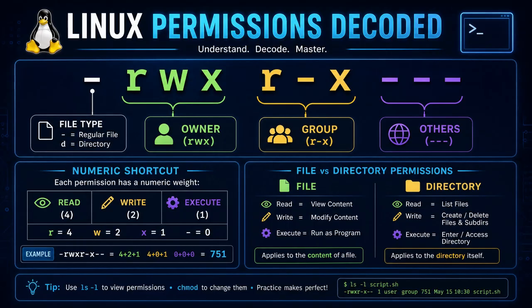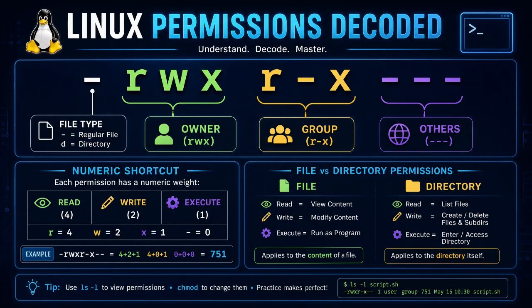Let's read a real permission string. Run ls -l on any file, and you'll get a line like this: a dash, then rwx, then r-x, then r-dash, then a 1, then a username, then a group name, then a file size, a date, and a file name. Every piece of that means something specific. The very first character tells you the file type. A dash means a regular file, a lowercase d means a directory, a lowercase l means a symbolic link.